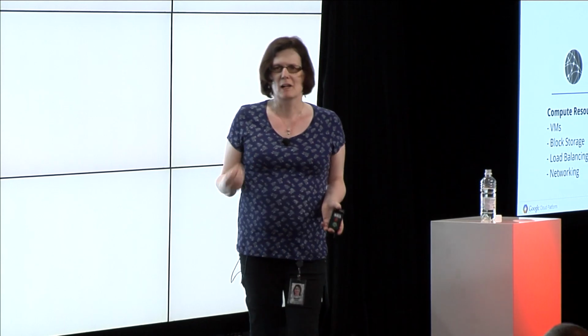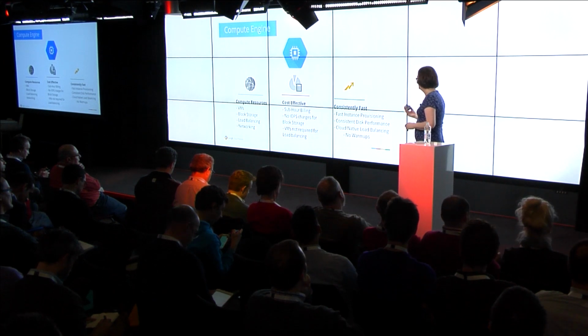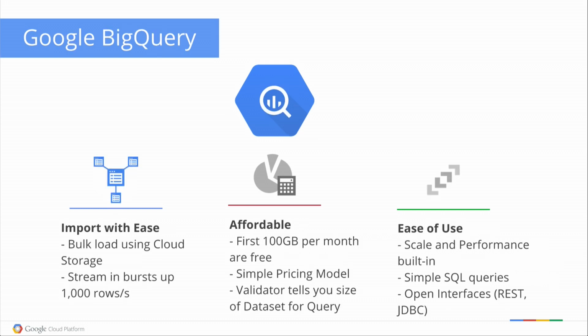Consistent disk performance is extremely important as well, because if you run an application within the cloud, you want to avoid this noisy neighbor problem. You want to avoid the operations that somebody else is performing affecting yours. So we have very consistent disk performance. Also, our cloud-native load balancing requires no warm-ups. Most load balancing services require a warm-up period. Ours is instantly on. As soon as you start using it, it will be available to you.